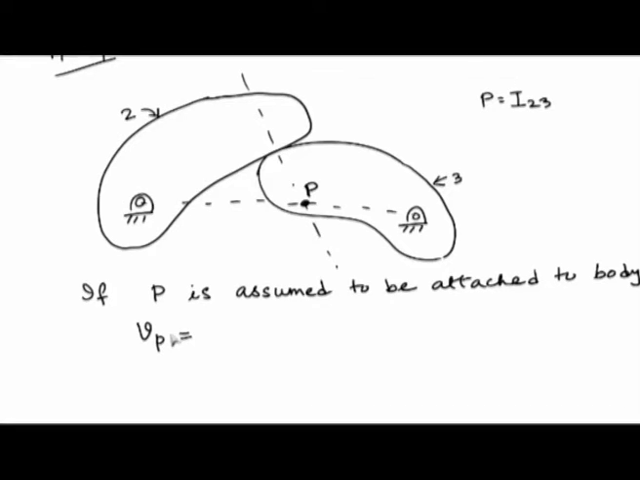If I construct such a hypothetical experiment, then what would be my velocity at point P? If this body is moving at a rotational speed of omega 2, then Vp will be omega 2 into I12P. So this is I12, which is the location of the revolute joint of body 2. So the distance between the revolute joint and the point P multiplied by the angular velocity is definitely the velocity of the point.